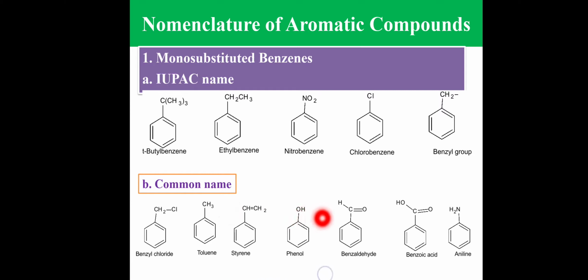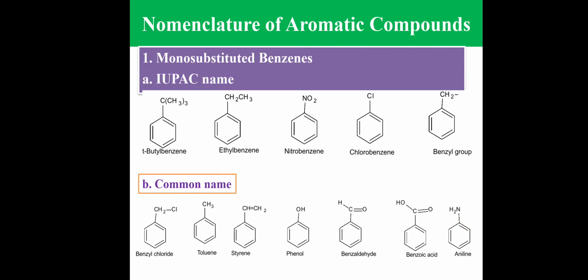When a hydroxyl group is joined to the benzene, then it is phenol. Here the aldehyde, that means the C double bond O H group, this aldehyde part is directly joined to the benzene. It is called aldehyde plus benzene, that means benzaldehyde. Now the C double bond OH group, that means the acid group, plus benzene, that means benzoic acid. Last example, here NH2 and here benzene. The name of the compound is aniline.